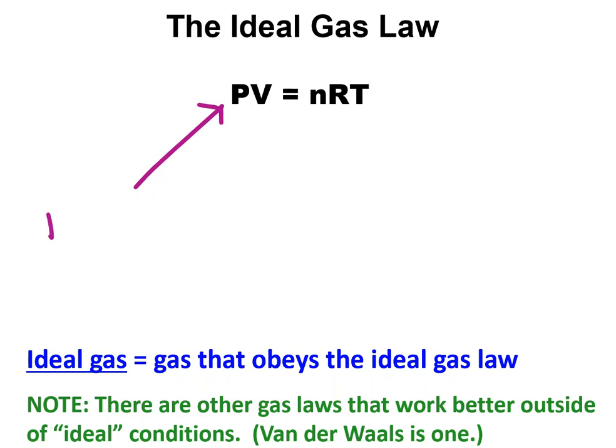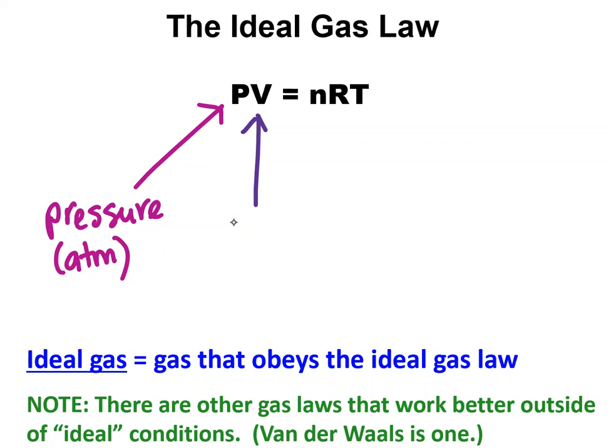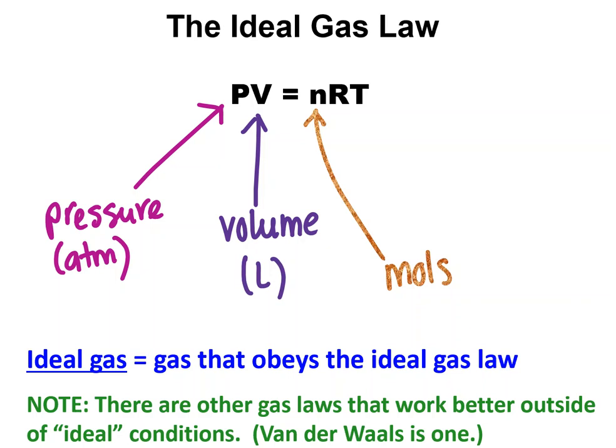P, of course, is what we use for pressure, and it must be in atmospheres. V is what we use for volume, and it must be in liters. N is moles, and it is in moles. So the ideal gas law works not with the grams of the gas, but with the number of particles. It's based on particle behavior.